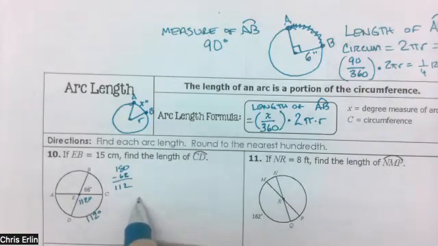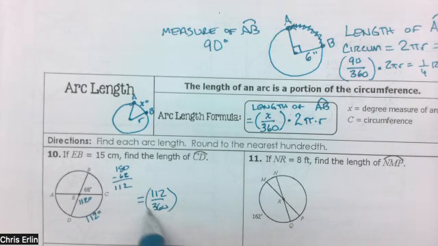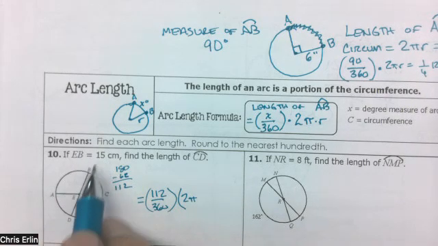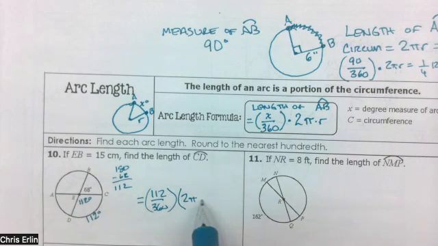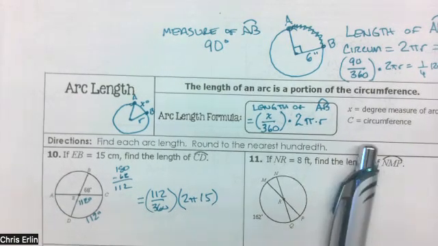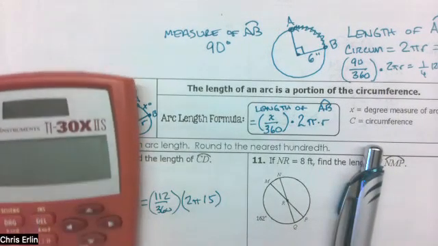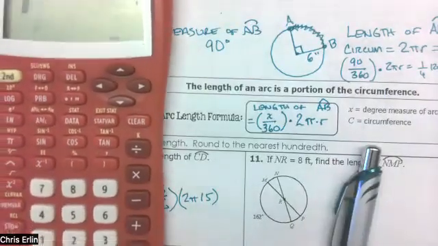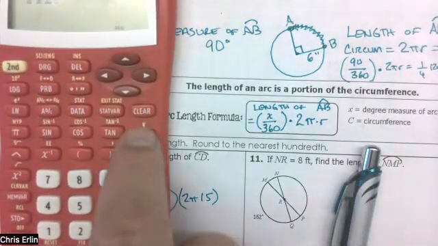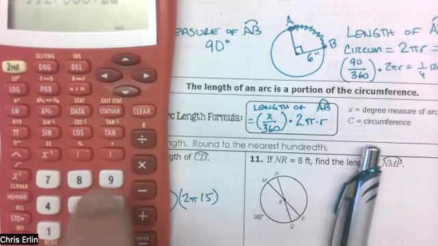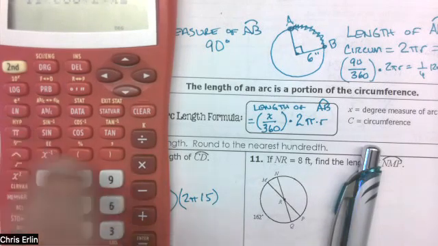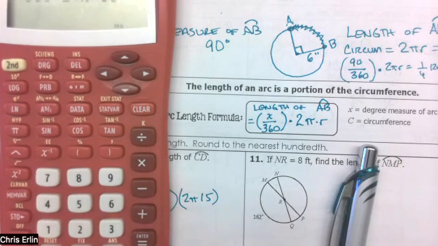Nope. The length of CD would equal that 112 out of 360 times 2 pi r. And we're told that our radius is 15. Once you get it to this, you can just plug it into a calculator. So I'd say 112 divided by 360 times 2 times, use the pi button, please, times 15.